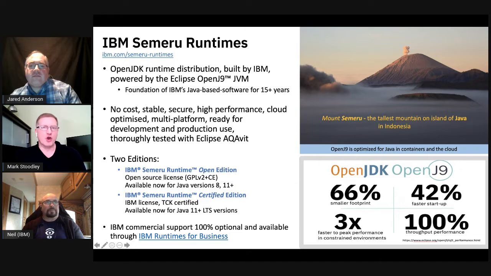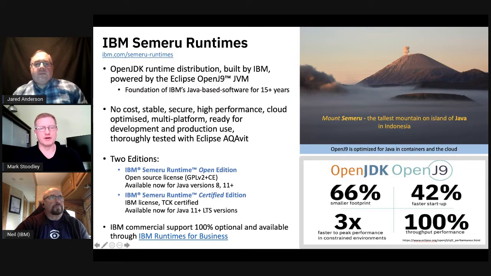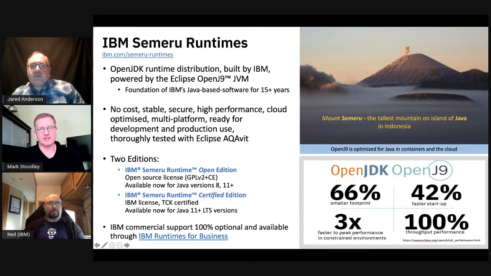The runtimes are available at no cost. They're very stable and secure. They've been at the base of IBM's Java software business for more than 15 years at this point. So Fortune 500 companies, as well as all of IBM's software-based products that run on Java, have been using this technology. It's very stable, very secure, high performance, optimized for the cloud, and available across a very wide variety of platforms, not just the platforms that you would traditionally associate with IBM, i.e. IBM Power and the mainframes. It's also available on x86 for Windows and on macOS as well. It's ready for production and development use, again, at no cost.